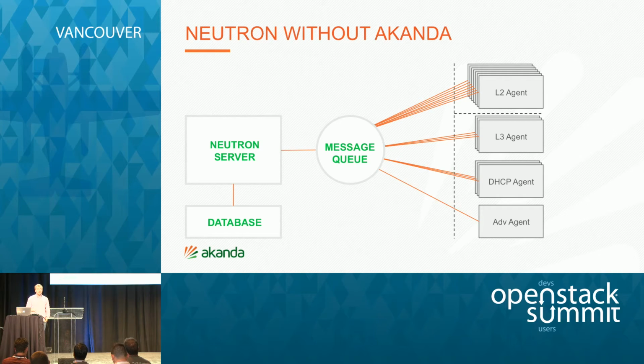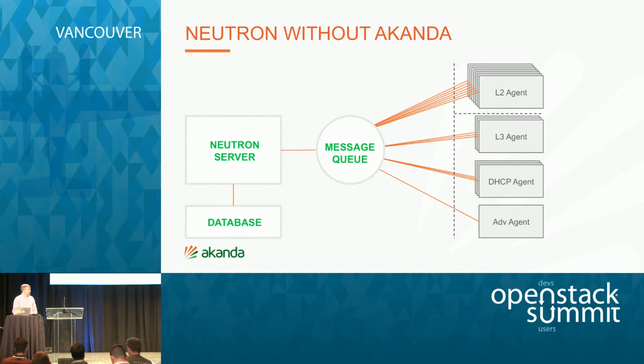You'll see multiple layer 2 agents. You'll see a layer 3 agent, a DHCP agent, and advanced services agents. And what occurs in those deployments is the L3 agent and DHCP agents end up being choke points and single points of failure. Yes, you can have multiple copies of those services running, but even with L3 agents, if you're not running in DVR mode, you end up creating a choke point and congestion within your deployment.